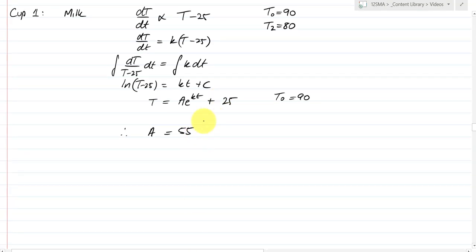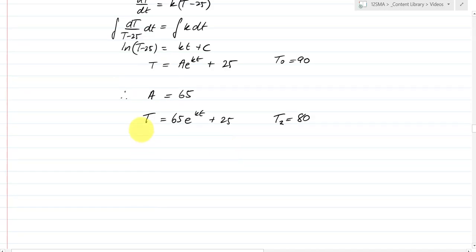Is it 60? That's completely wrong. Let's go with 65. That's much better. So A is equal to 65. If you put in t equals 0 and 90 degrees for my capital T, you'll get 65. So T equals 65e^(kt) plus 25. And we also know that T2 is equal to 80.